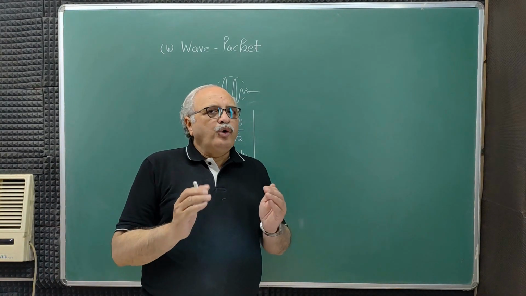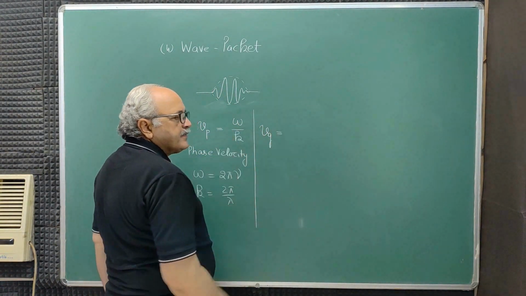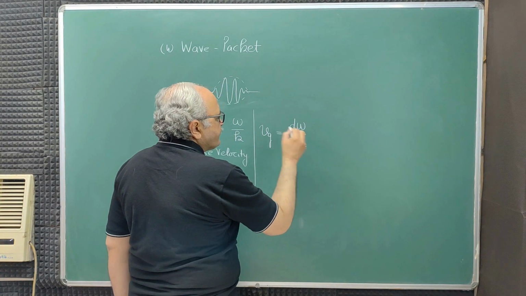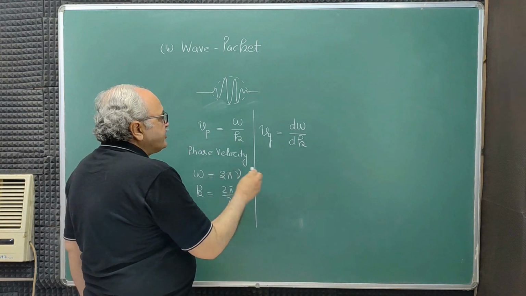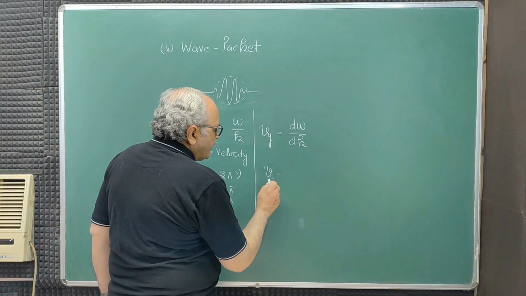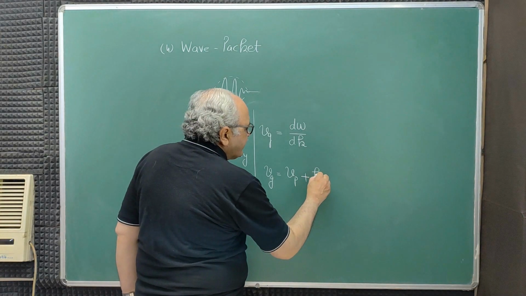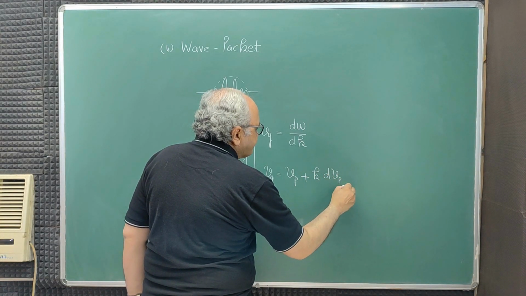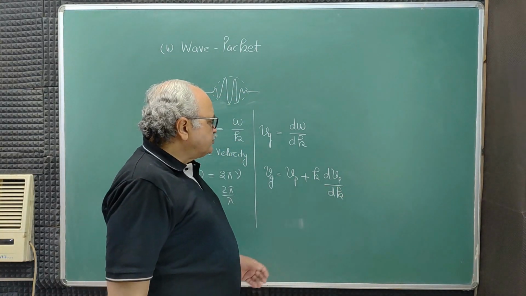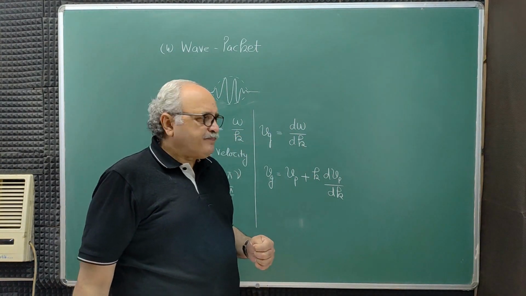The wave packet as a whole has a velocity, which we call the group velocity, and that is given by the relation d omega by dk. Group velocity is related to the phase velocity: group velocity is equal to the phase velocity plus the propagation constant times the derivative of the phase velocity with respect to k. There are a number of versions of this relation. So if a change is required, you can make use of these relations to get it.